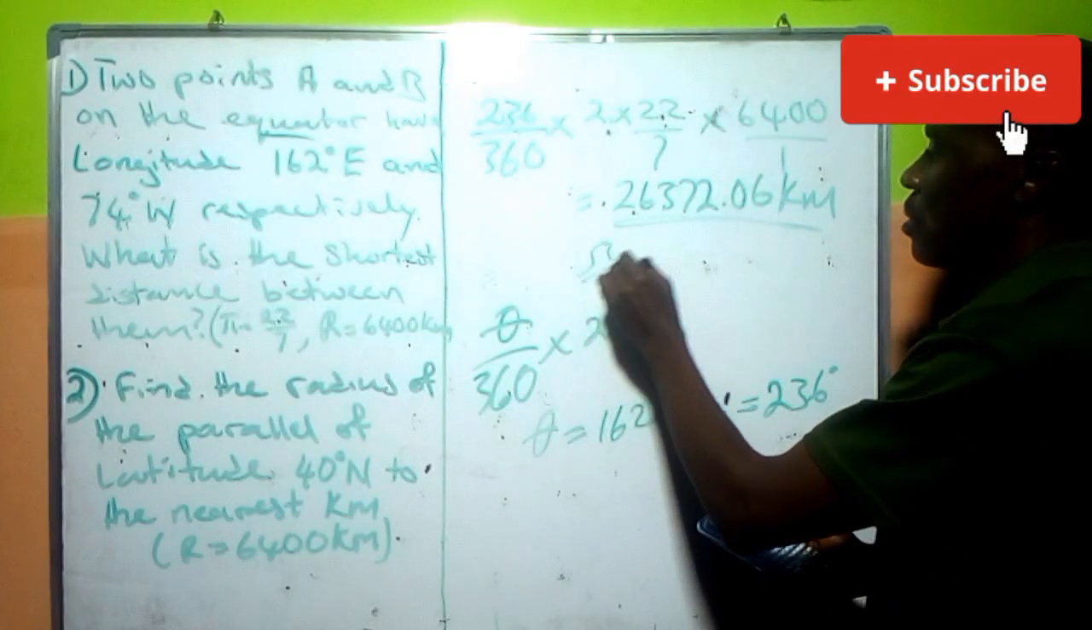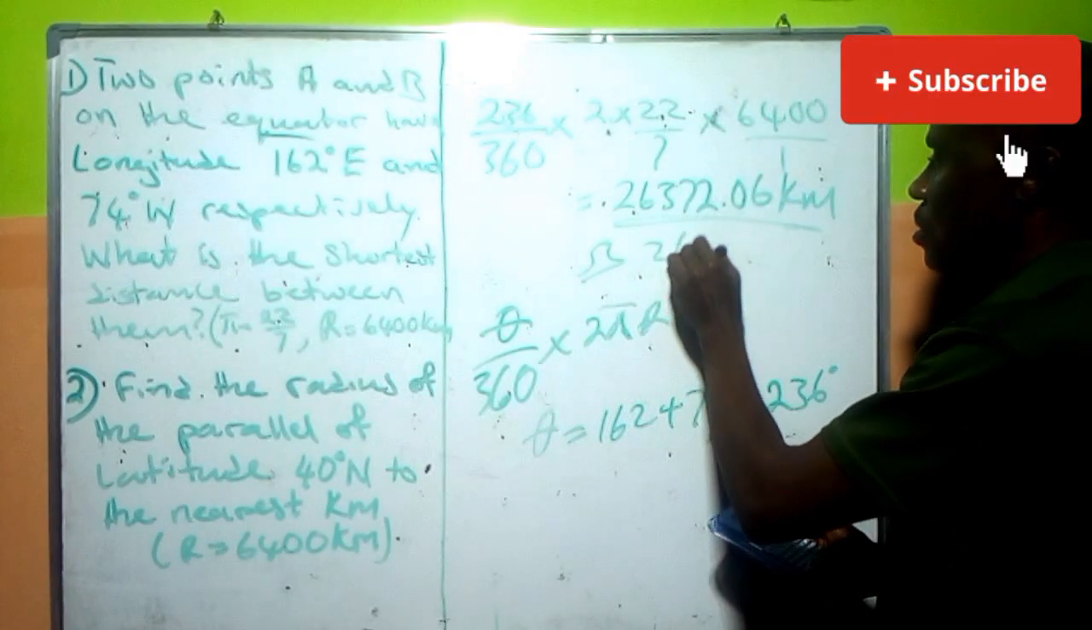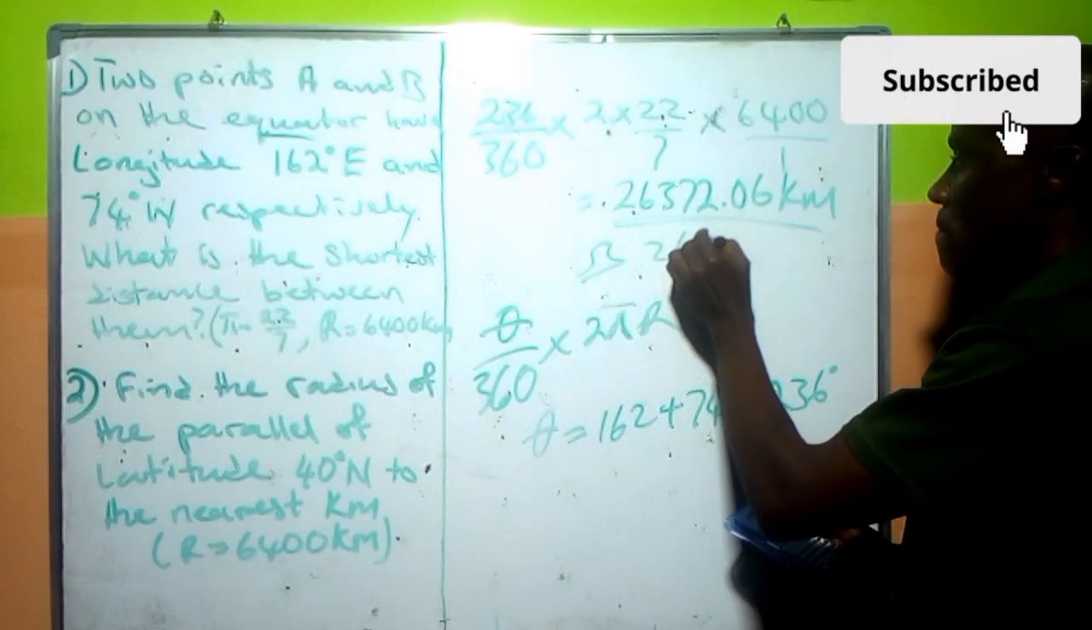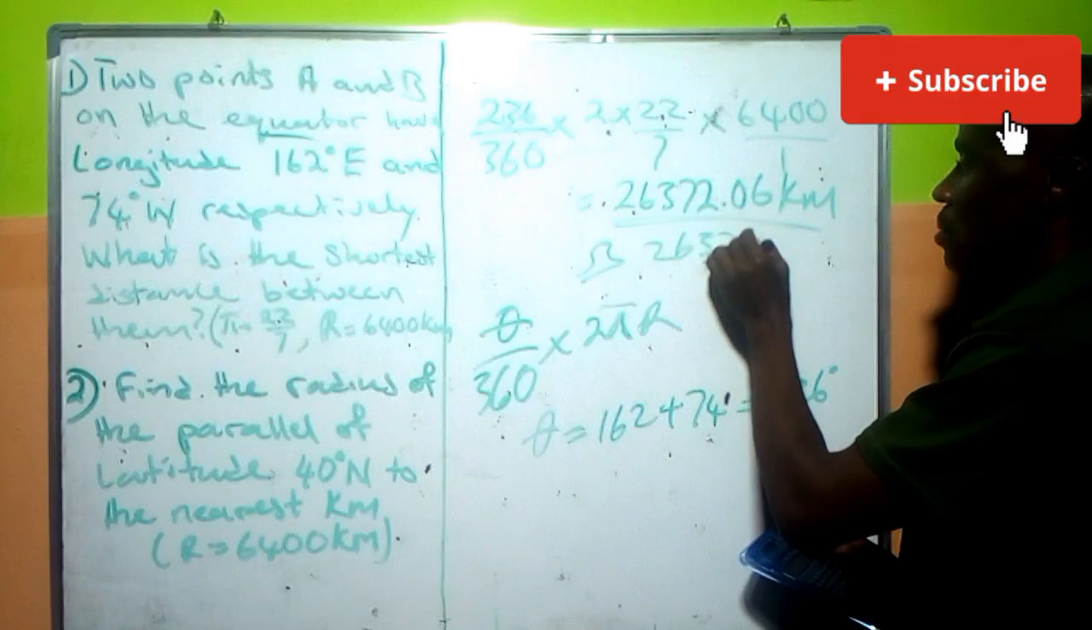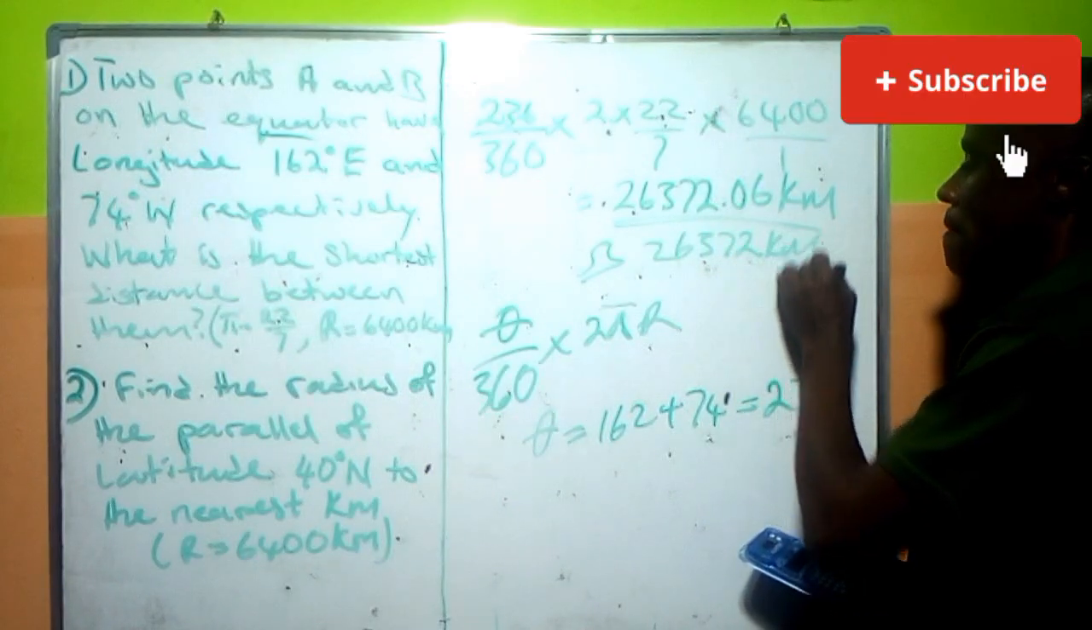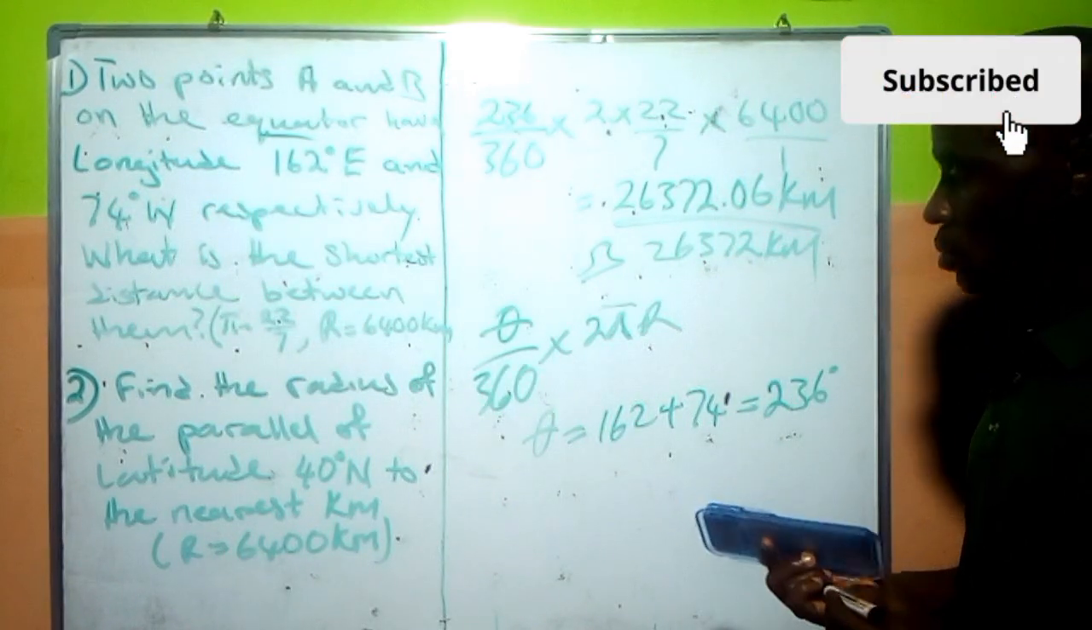Let's leave it like this. Okay, we can still decide to make it a whole number. We have 32637 kilometer. So this is what we have.